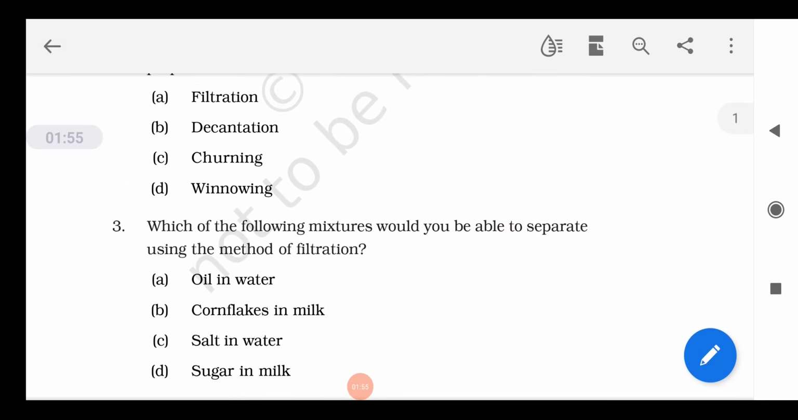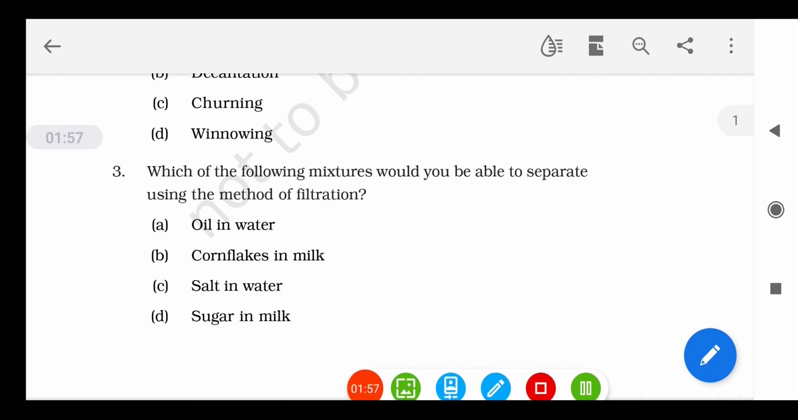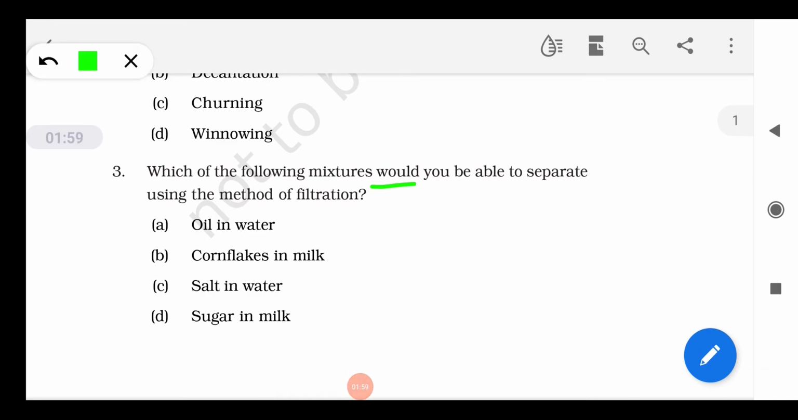Got it? So question number 3, which of the following mixture would you be able to separate using the method of filtration? So oil in water, cornflake in milk, salt in water, it will completely dissolve. Sugar in milk will completely dissolve. So cornflake in milk is best method to separate by method of filtration because cornflake is insoluble in milk.